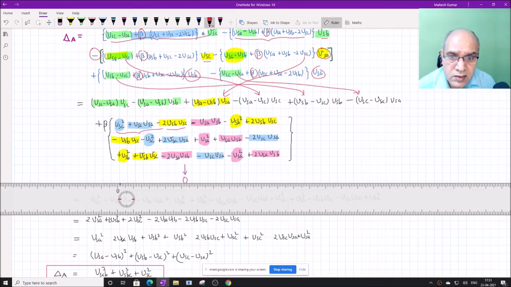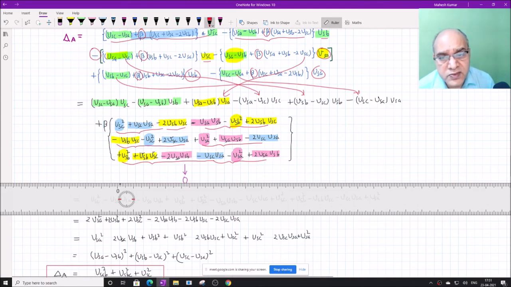Three terms are, this is the second term of beta, this is the third one of beta, this is the fourth one of beta, this is the fifth one, and this is the sixth one of beta. You see, a very interesting thing is that all these terms cancel. You can look here. This VSC square goes with this VSC square, the blue color, and VSB square goes with this VSB square, and VSA square goes with VSA square.